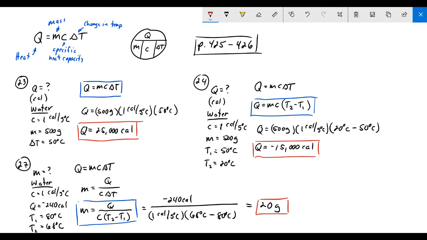So that's how we do these problems. We'll use our Q equals MC delta T. Sometimes we have to expand the delta T, so it's final minus initial, or T2 minus T1. And then sometimes we have to use algebra, or we can use our triangle trick, circle trick over here, so that we can solve for other variables besides Q. We can solve for mass, we can solve for C, and we can solve for delta T.